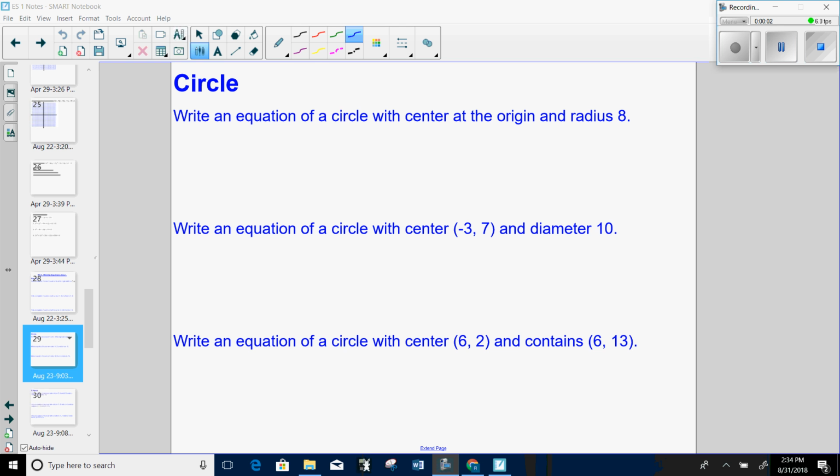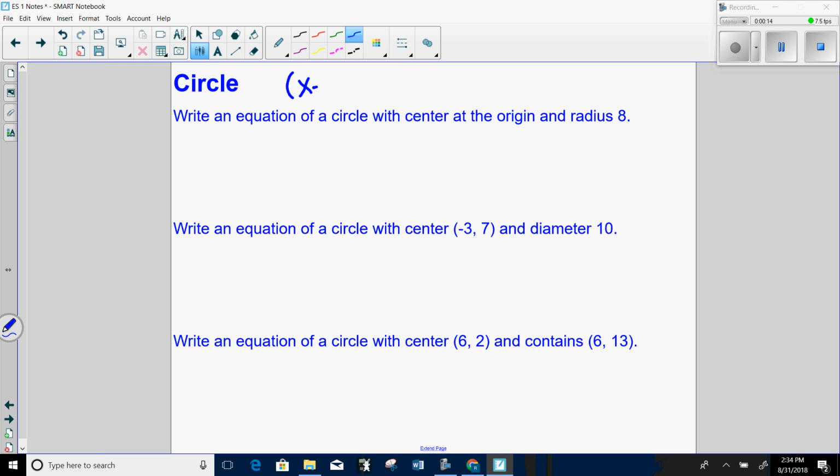This video is going to be about how to write an equation of a circle based off of given characteristics. So the first thing we need to know is what the equation of the circle is. The equation of a circle in standard form is (x − h)² + (y − k)² = r², where r is the radius.